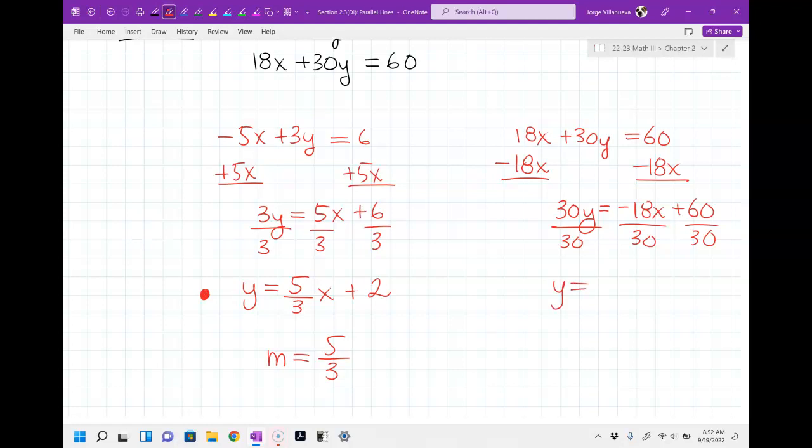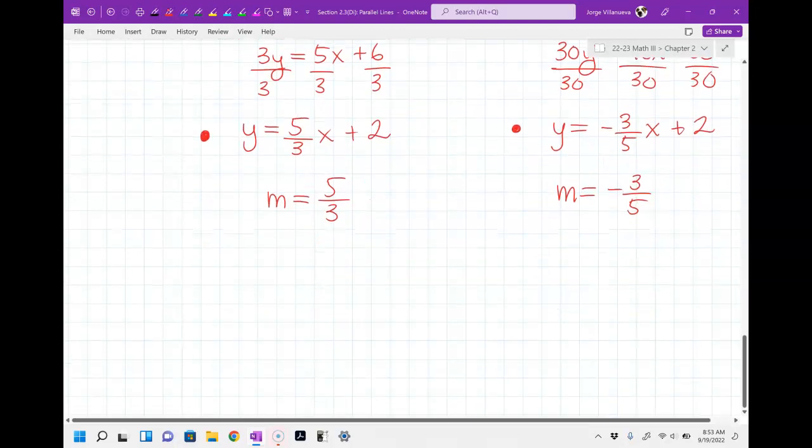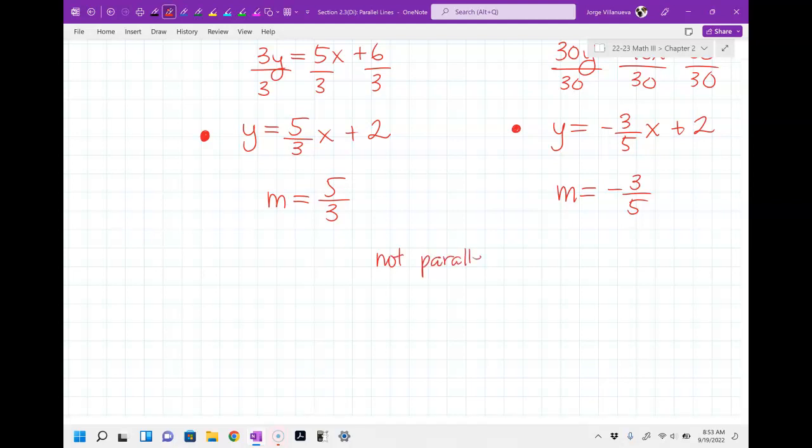y is equal to, remember, you guys have calculators, okay? Negative 18 over 30, I can divide that by 6, 18 and 30. So that would be negative 3 on the top and 5 on the bottom. So negative 3/5 x plus 2. What's my slope for this equation? Negative 3/5. Are my slopes equal? No. So are these parallel? No, not parallel.